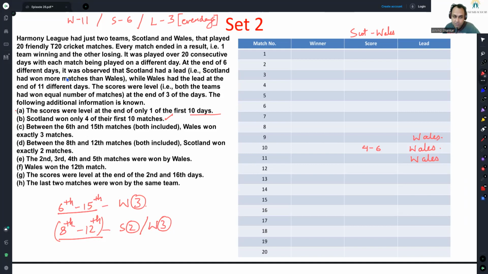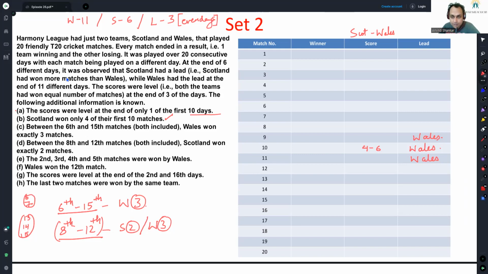Is contained within 6 to 15th. In 6 to 15th, Wales has won 3 matches. And in 8 to 12th, Wales has won 3 matches. Can I happily go on to say, on match 6 and 7 and 13 and 14 and 15, for these matches, I know Scotland definitely won?